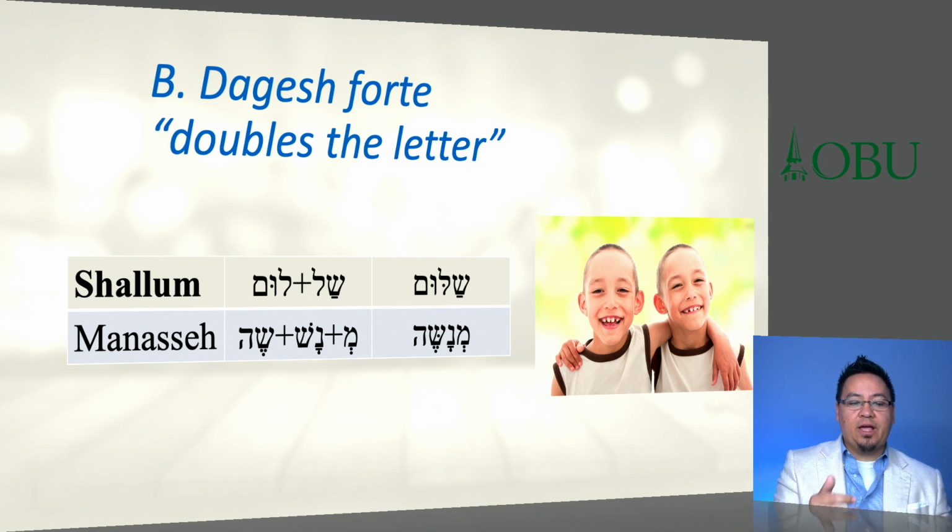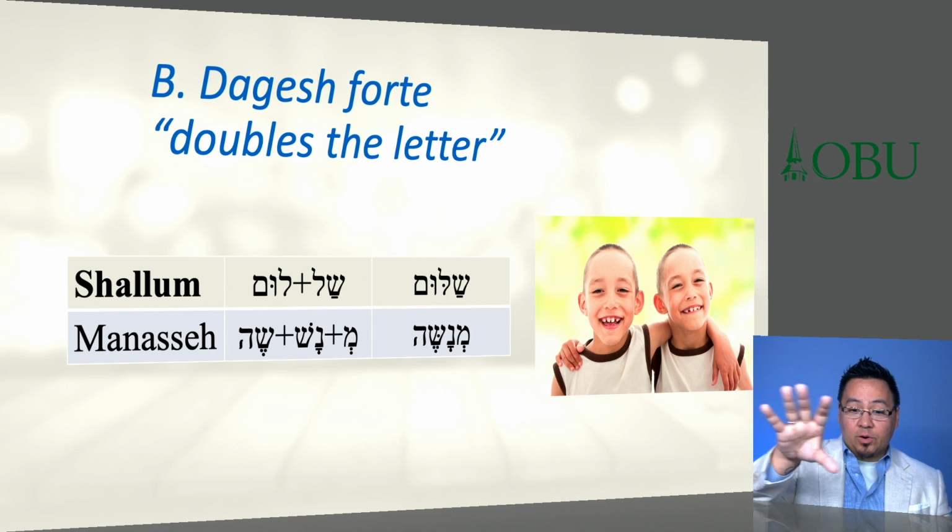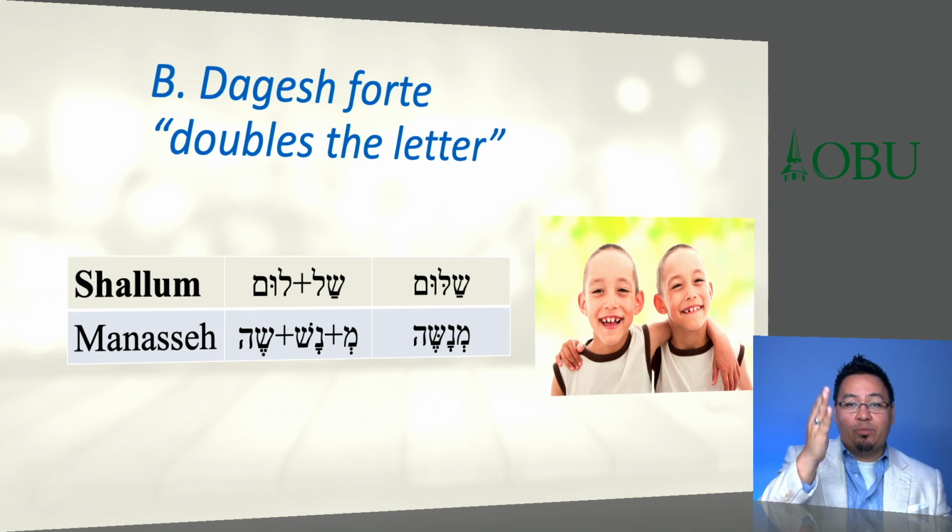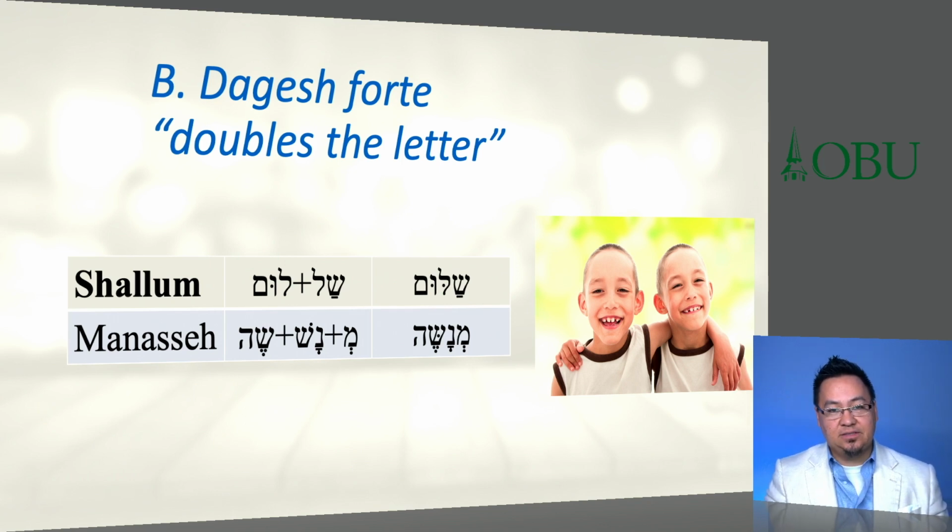For instance, right here, we have Shalom, you have a double L. But if you notice there in the far right-hand column, there's only one Lamed noted, but it has a Dagesh there because it's the Dagesh Forte. It doubles the sound. Manasseh, we have a double Sheen type of sound, but you only have one Sheen there, but it has that Dagesh in it telling you to say it with two S's, hence why in English, Manasseh has two S's in its name.